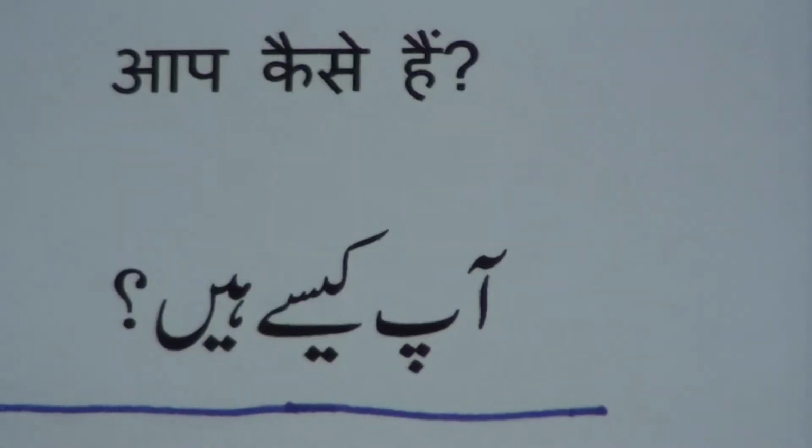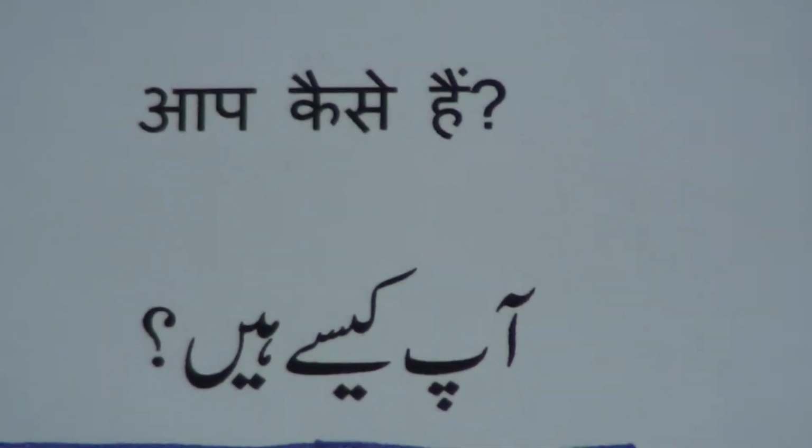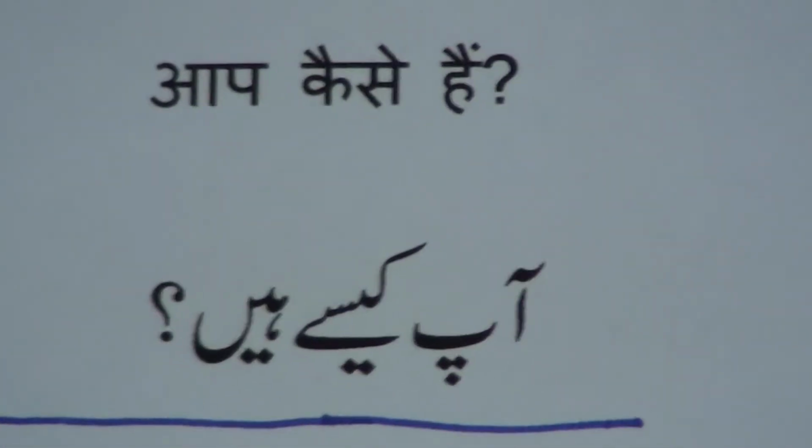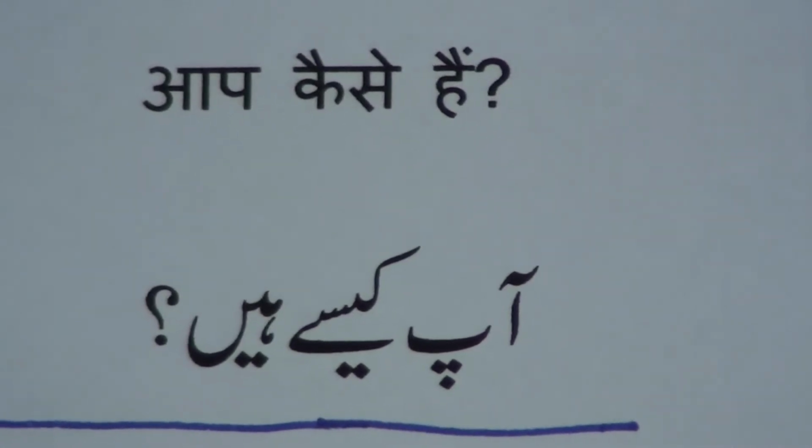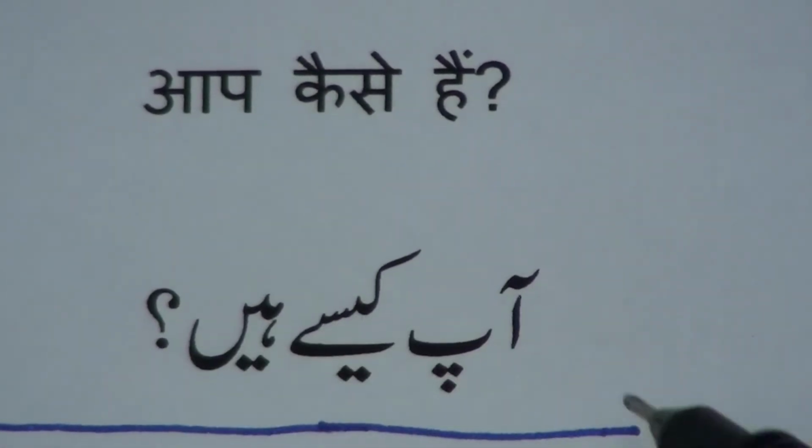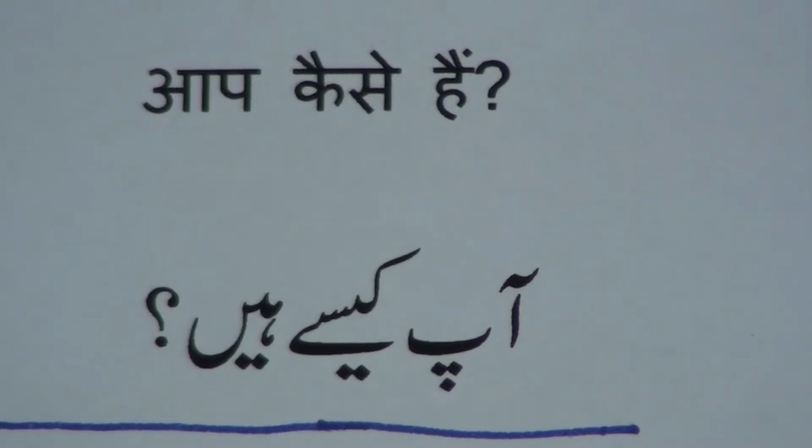This is written in Hindi: आप कैसे हैं? And this is written in Urdu. आप कैसे हैं means how are you?